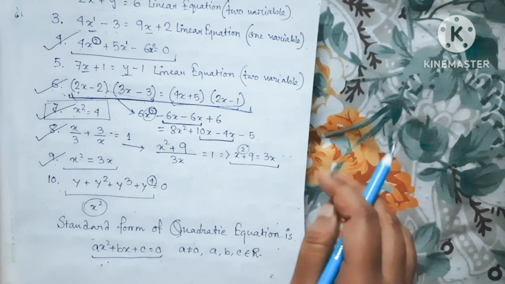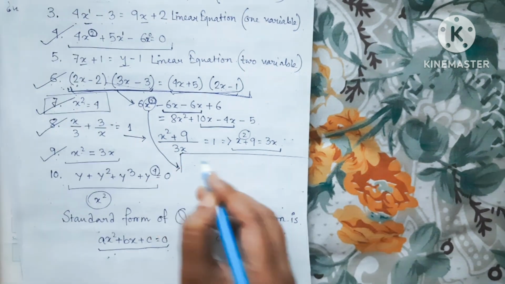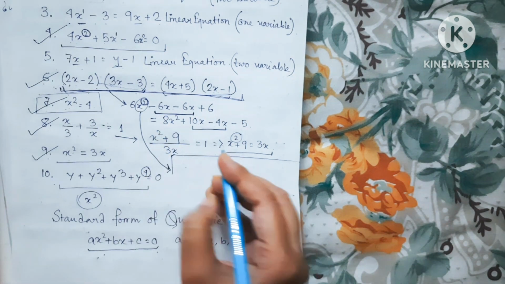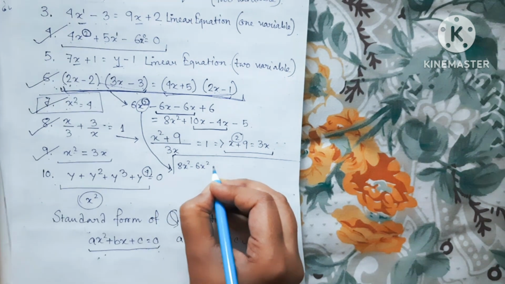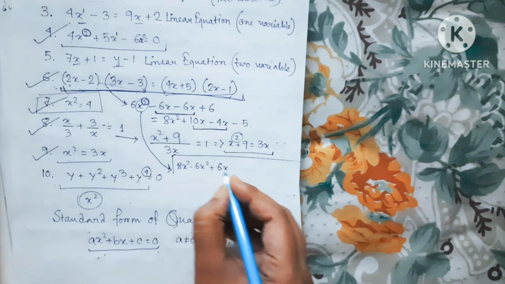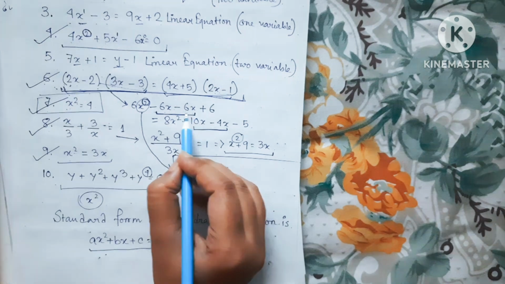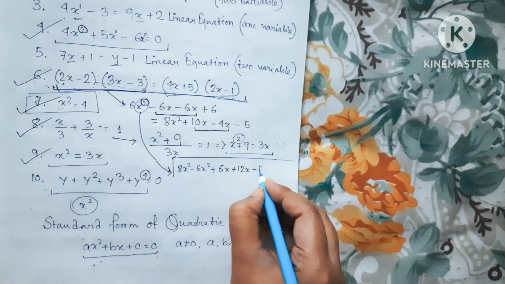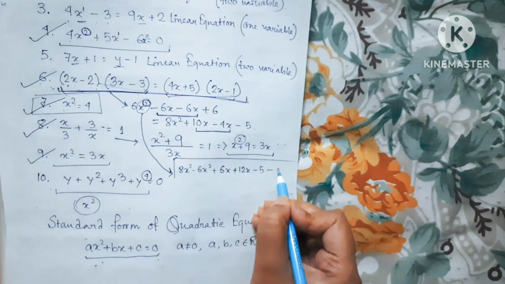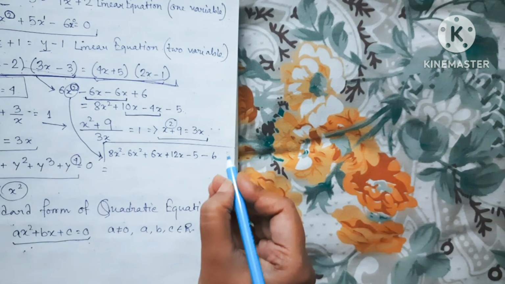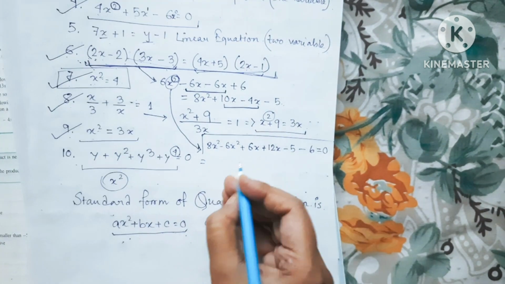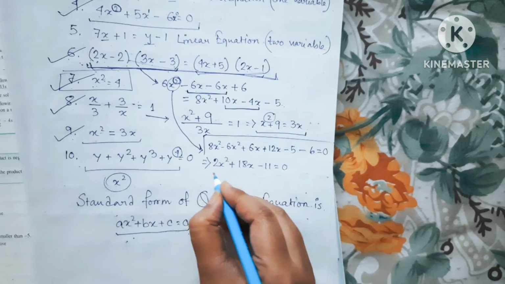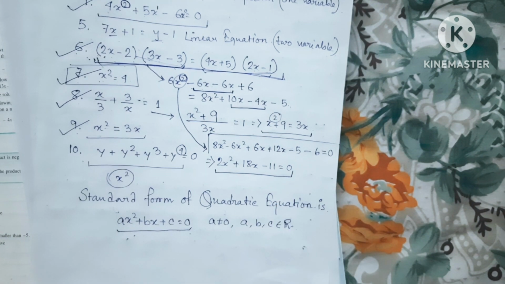So if you reduce, you will get, see, I am doing it again. If you transfer all the variable terms in one side and all the constant terms also in one side, we will get 8x square minus 6x square. 10x minus 4x means 6x, and 6x minus 6x minus 6x, that means minus 12x. So it will become plus 12x. Minus 5 was there, and if you transfer this term here, it will become minus 6, and that is equal to 0, right? So it will become 2x square plus 18x minus 11 equal to 0. Okay, so that is the standard form of quadratic equation. Okay, understood?